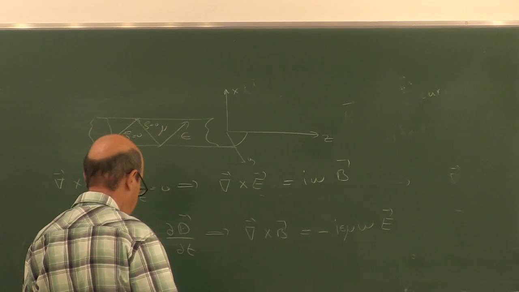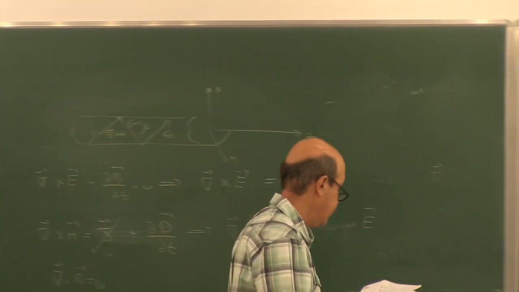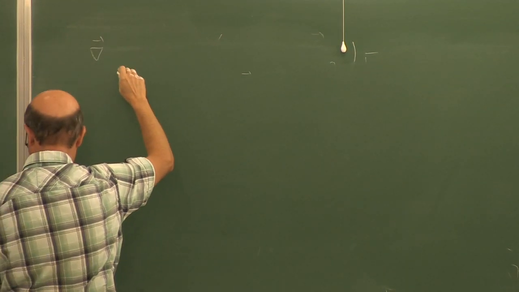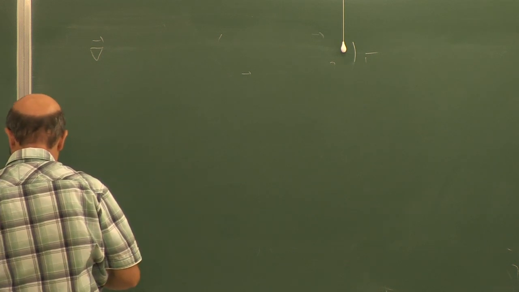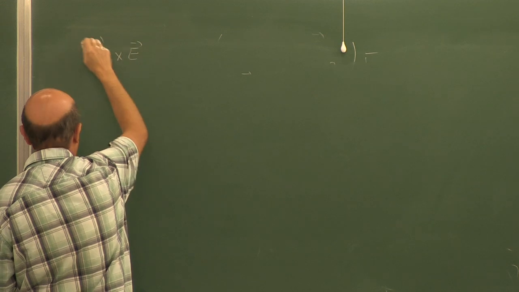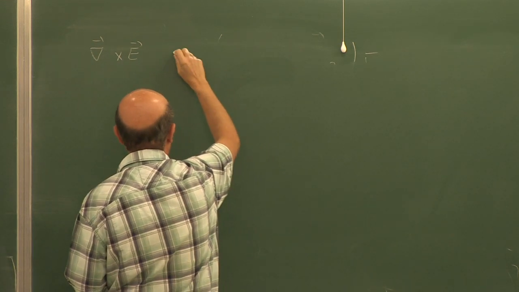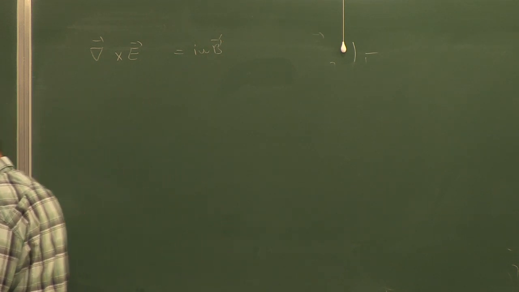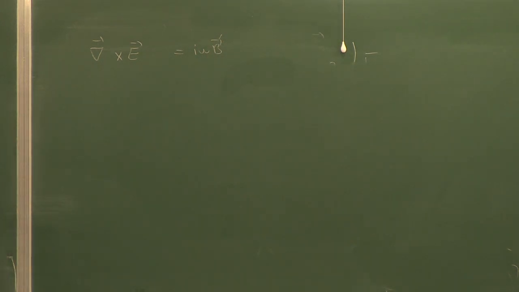Again, pick up the Faraday equation. Curl of E is equal to i omega B. This is the Faraday equation. In order to find the transverse component, what do we have to do now?